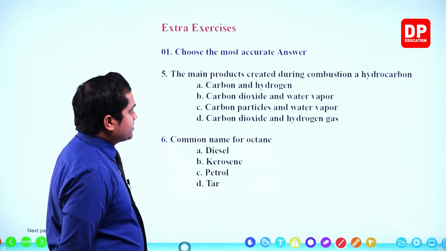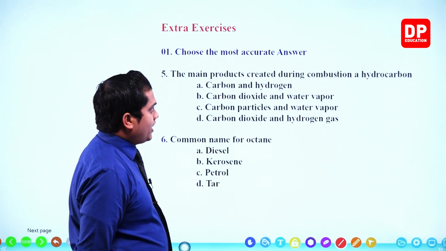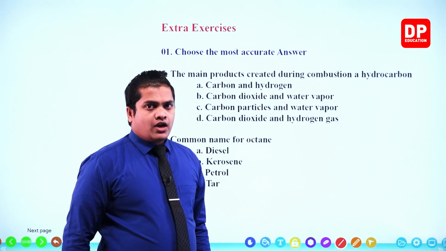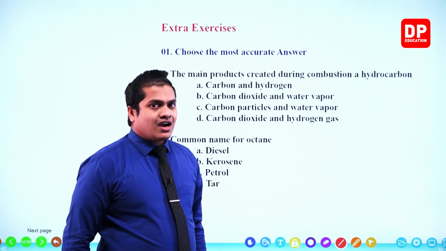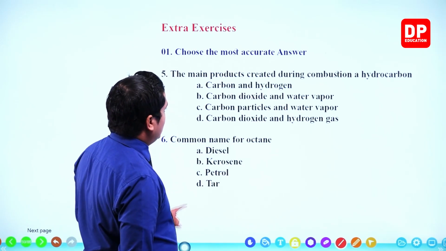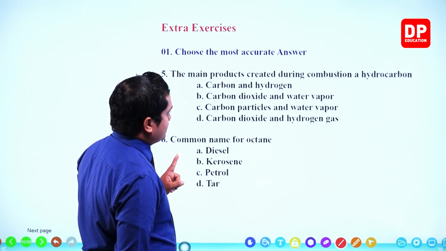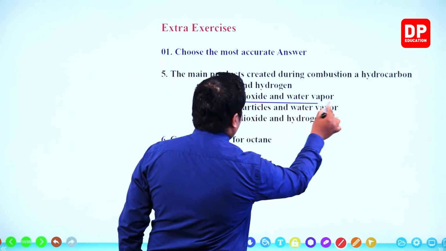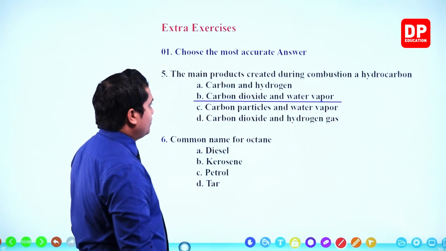The main products created during the combustion of a hydrocarbon. Very simple, my dear children. Combustion of a hydrocarbon is going to create carbon dioxide gas and water vapor. So, carbon dioxide and water vapor. Yes. Carbon dioxide and water vapor.